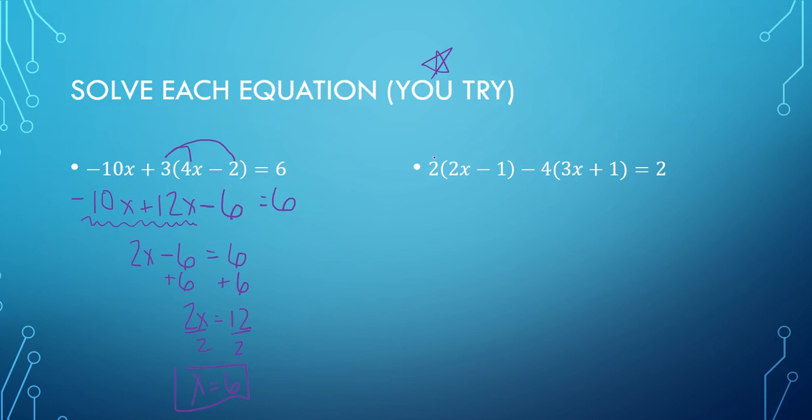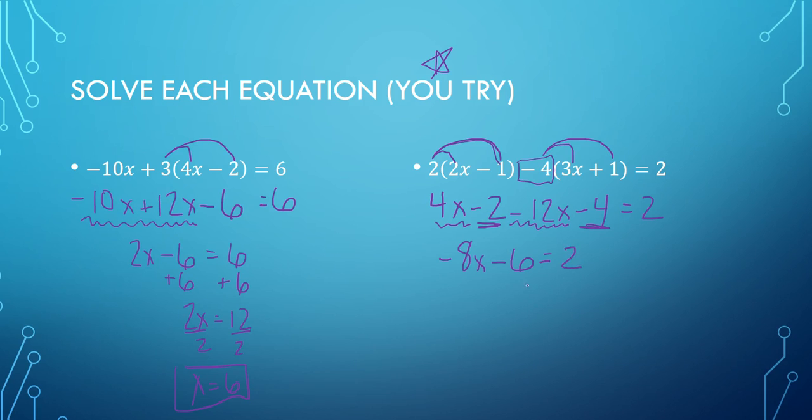Alright, this next problem, we have two sets of parentheses, so make sure you distribute into both. So let's do the 2 first. 2 times 2x is 4x, and 2 times negative 1 is negative 2. Now this second set, be careful, this is a negative 4. So negative 4 times 3x is negative 12x, and negative 4 times 1 is negative 4. We have two sets of like terms, so let's combine those. We have 4x and a minus 12x, so that'd be a negative 8x. And then we have a negative 2 and a negative 4, which is negative 6.